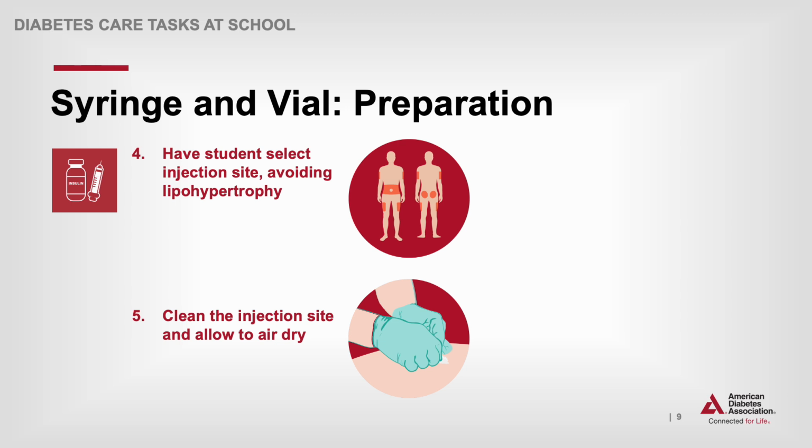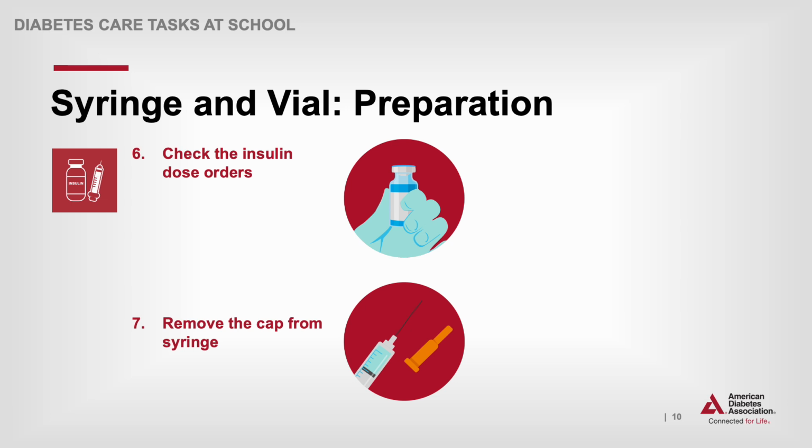Have the student select injection site per the student's DMMP. Common sites are the upper arm, thigh, stomach, and buttocks. Clean the injection site and wait to dry. Check the insulin dose. Verify each of the following: the student, the insulin, and where and how the insulin is supposed to be delivered. Also, verify the specific dose for conditions.